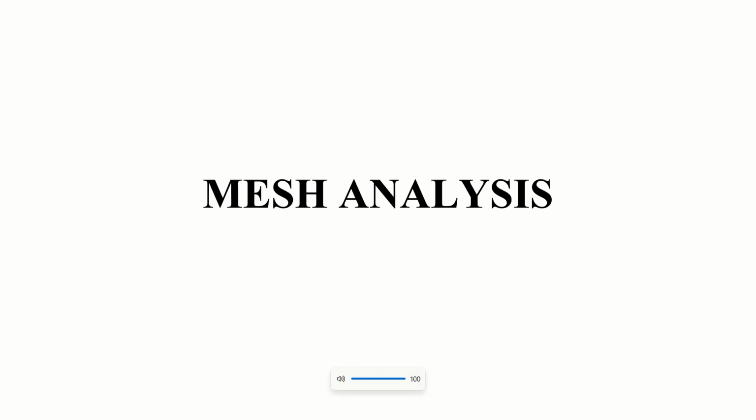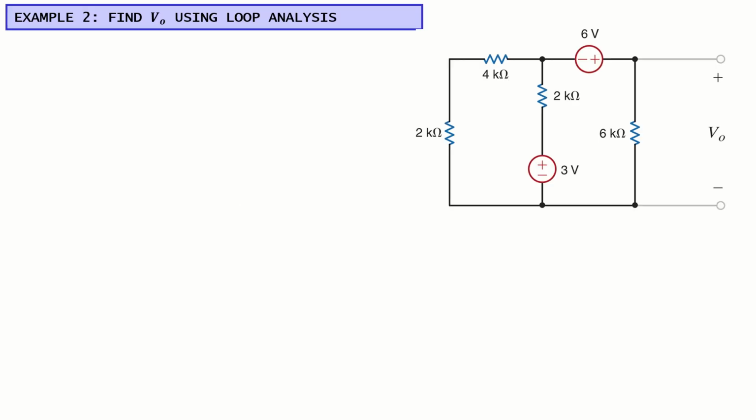Welcome back. So we are learning about the mesh analysis. So let's try to solve this example using the mesh and loop analysis. As we learned in the last example, whenever we are doing the loop analysis, first of all, we need to draw the loop currents or mesh currents. So in this circuit, we have basically two loops.